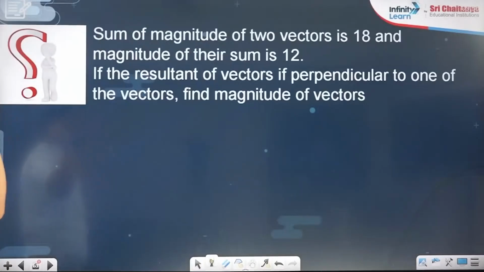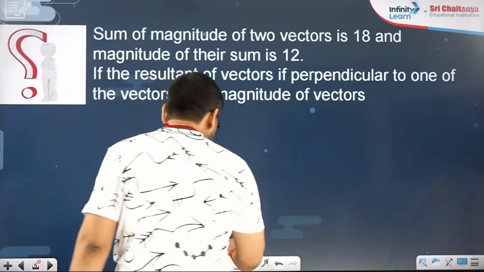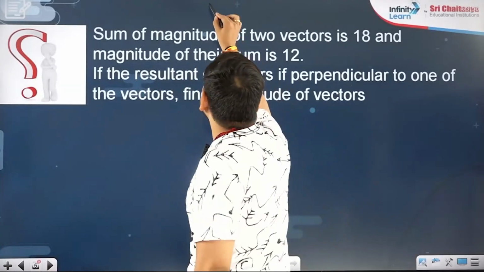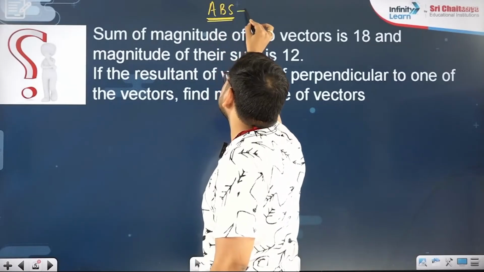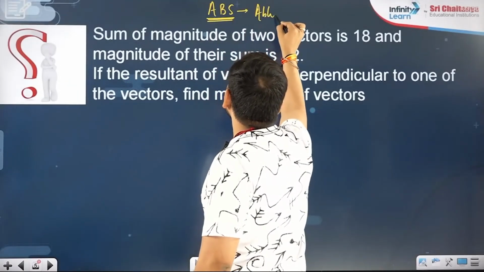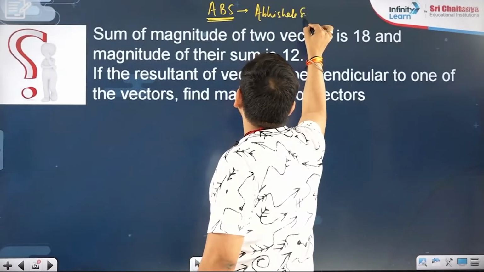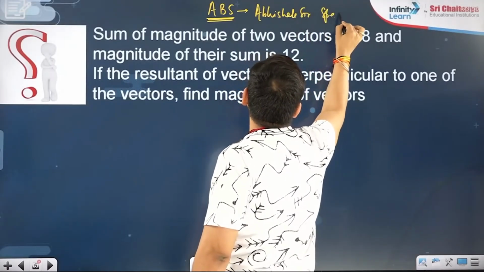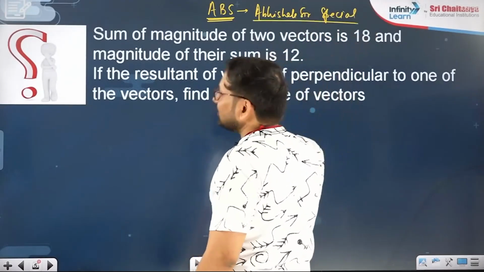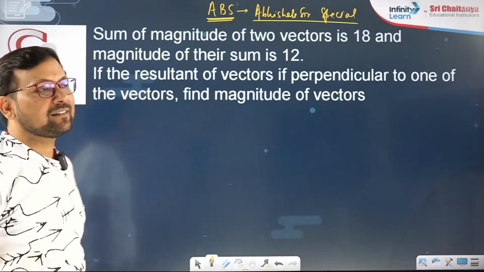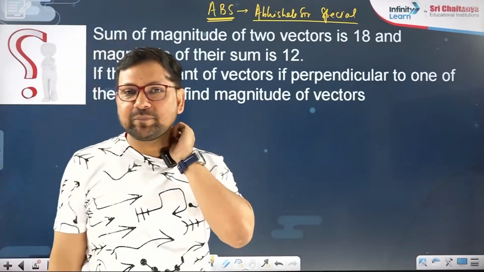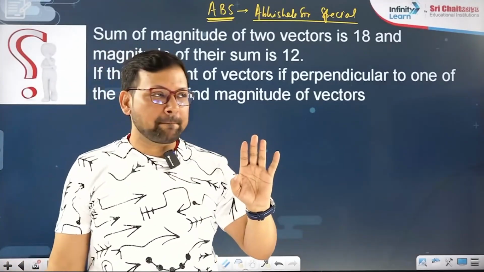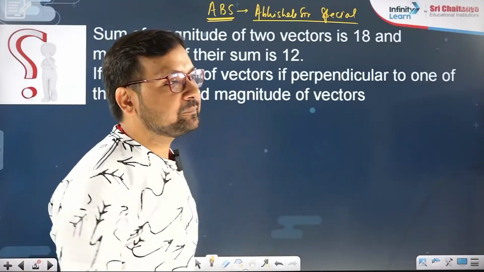Next question is this. And that is ABS. What is ABS? This is an ABS question. Whoever solves it will get a special prize. ABS is your Abhishek sir special. A special question. You will get many ABS questions. Now, ABS question, who will solve it? Let's try it. A special prize on this question.